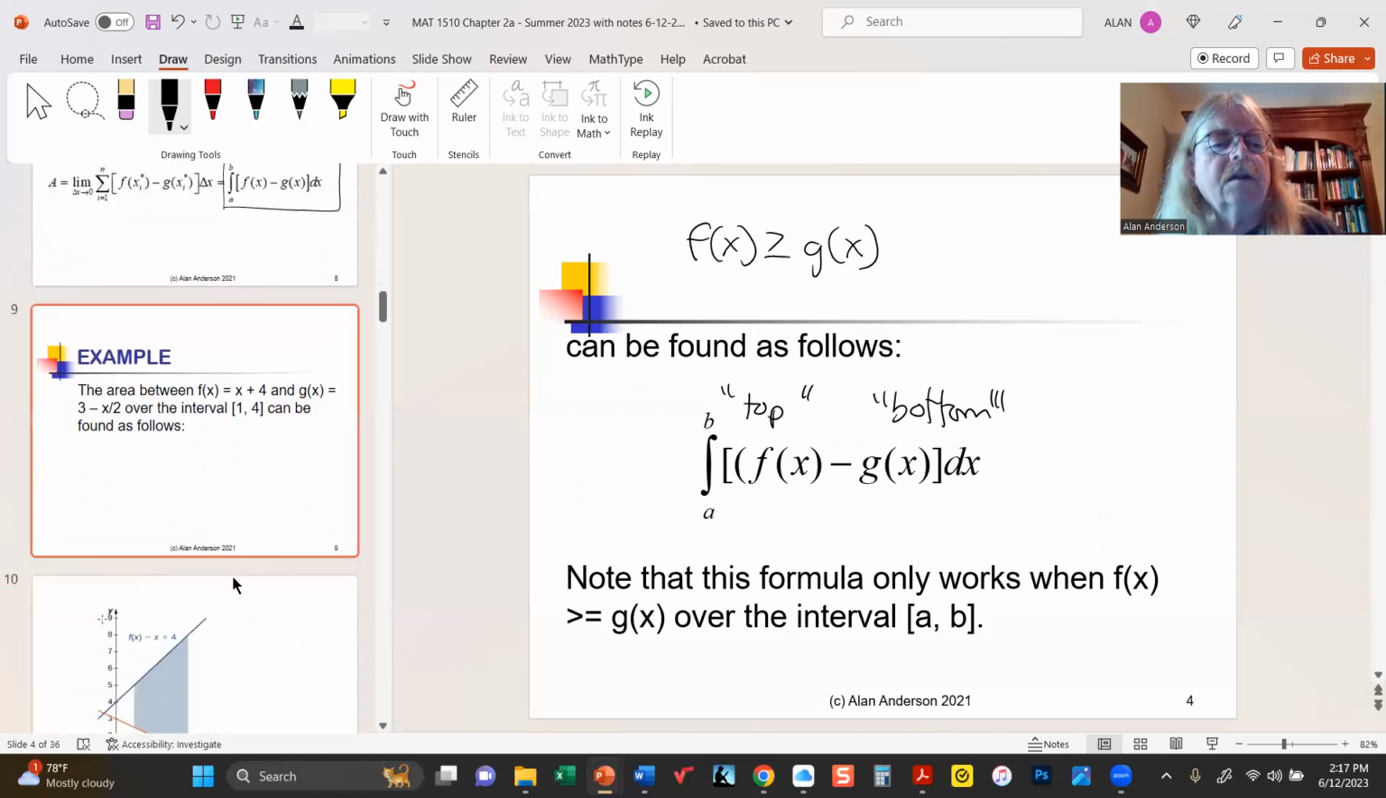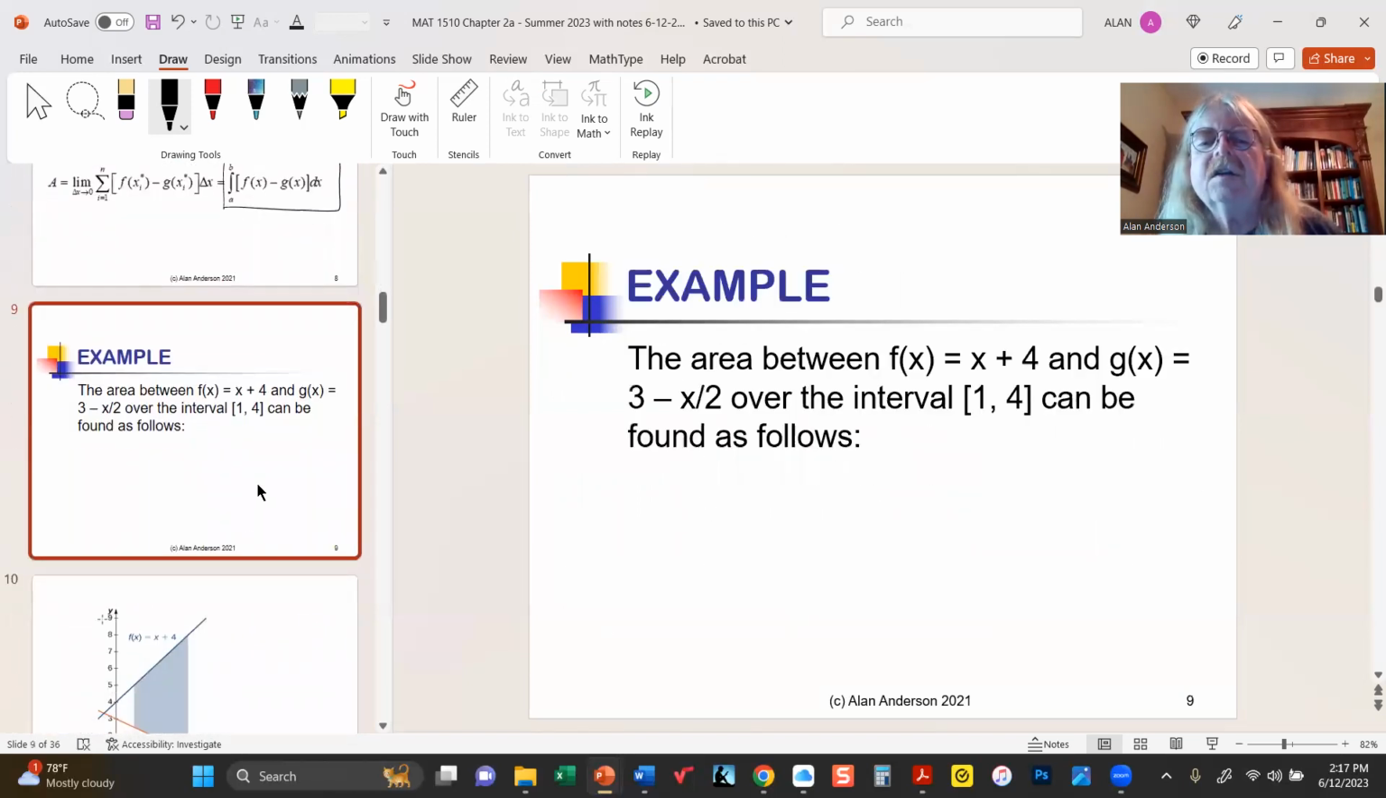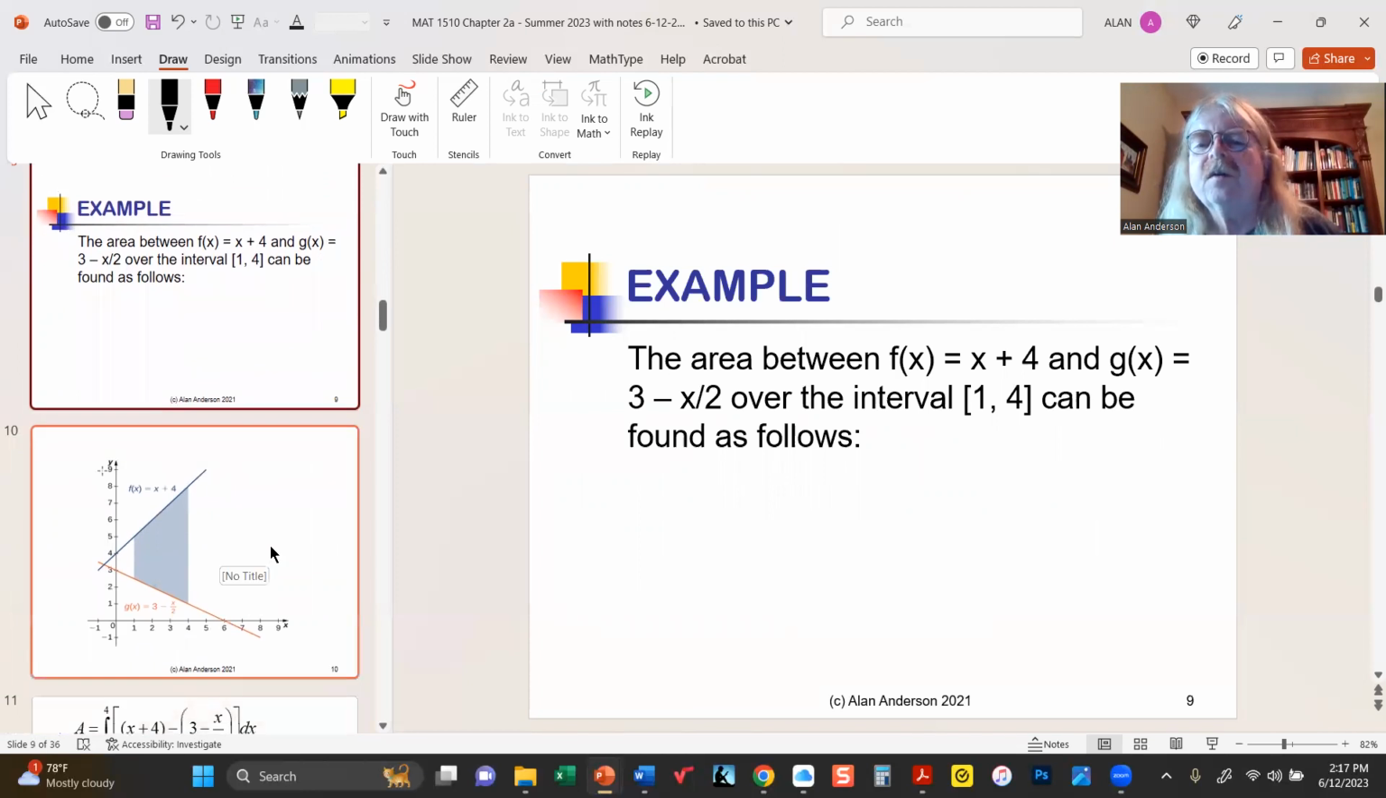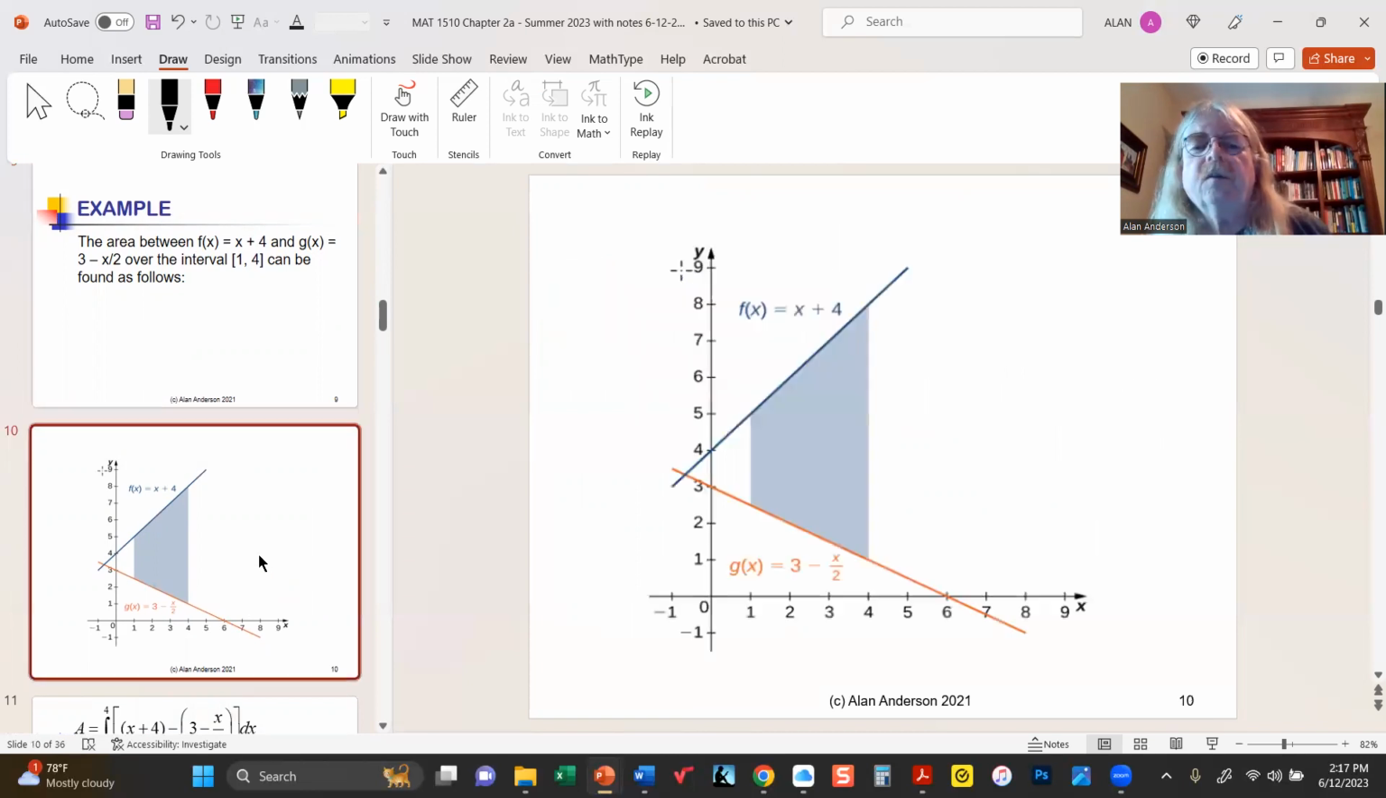Okay, so let's do a quick one. Let's look at the area between f of x is x plus 4, which is clearly a straight line, and g of x is 3 minus x over 2, also a straight line, over the interval from 1 to 4. You can see, if you measure this properly, that blue area is a trapezoid of some kind. You could theoretically do this with geometry, but we're going to do it with our new technique.